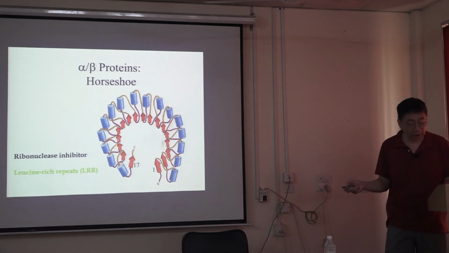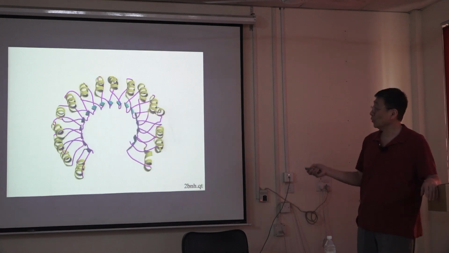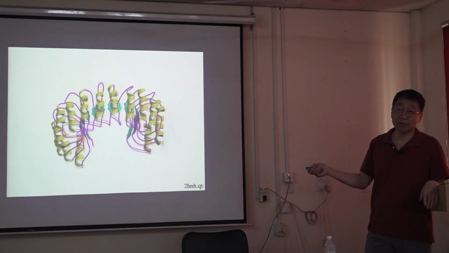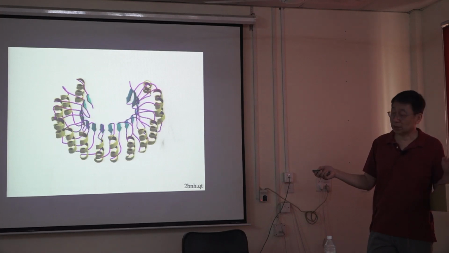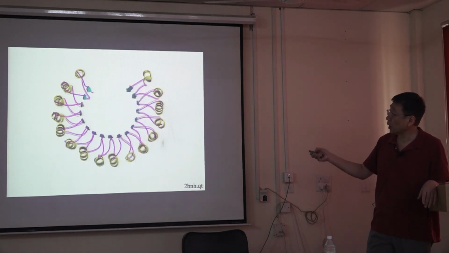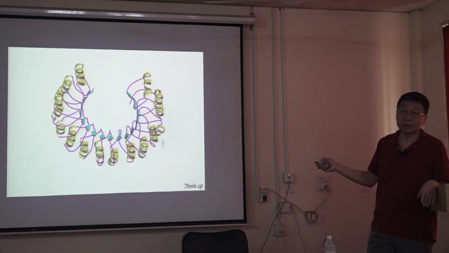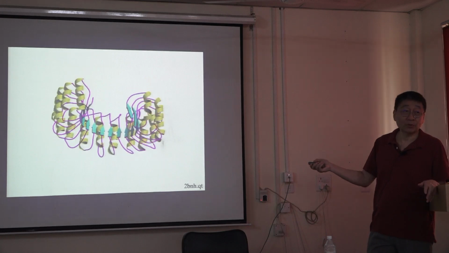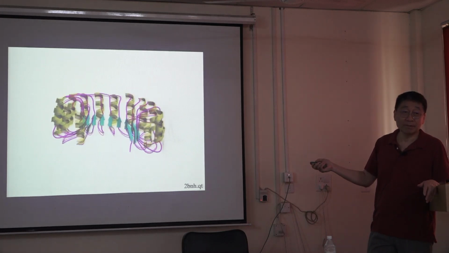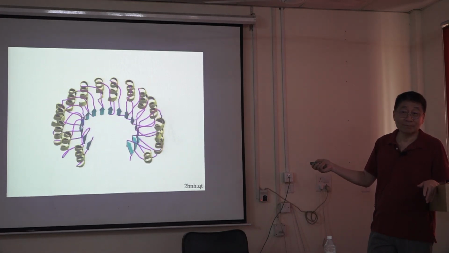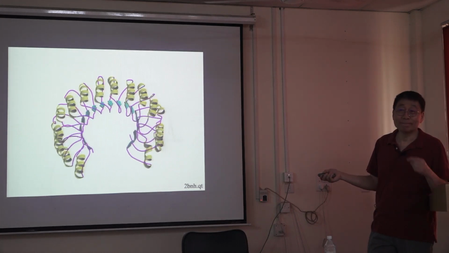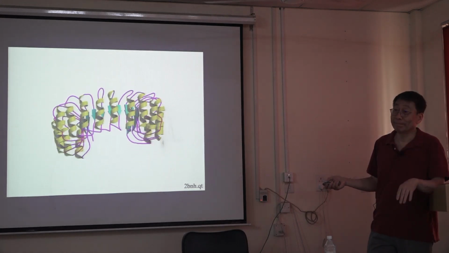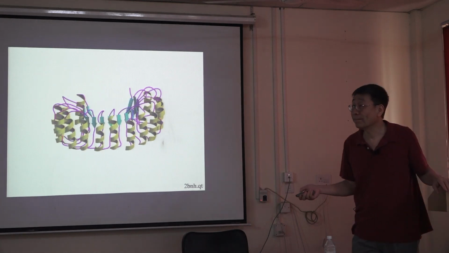So this may not be beautiful, but this is the actual structure. To me, it's more beautiful than the schematic drawing. It's a horseshoe-like structure. So where will be the hydrophobic core for this one? Between the sheet and helix. In between the sheet and helix.